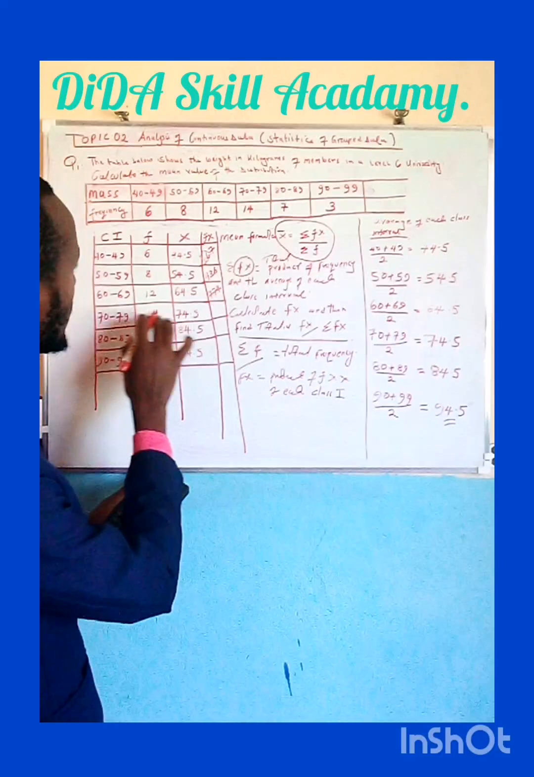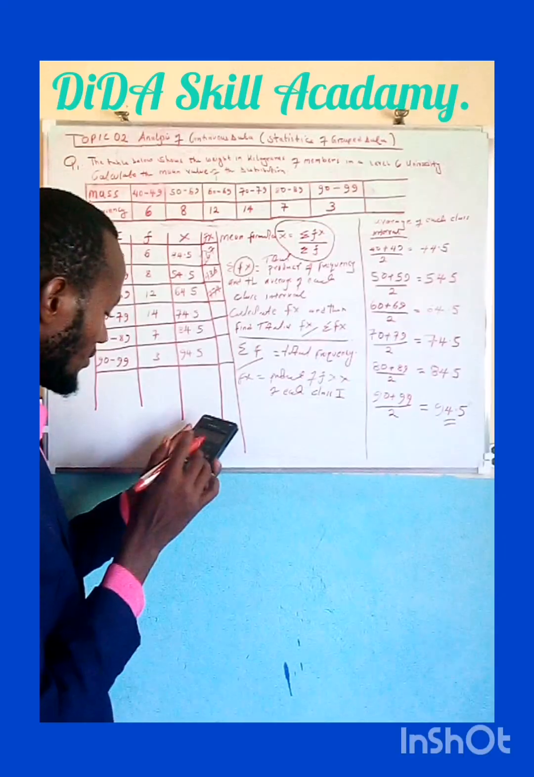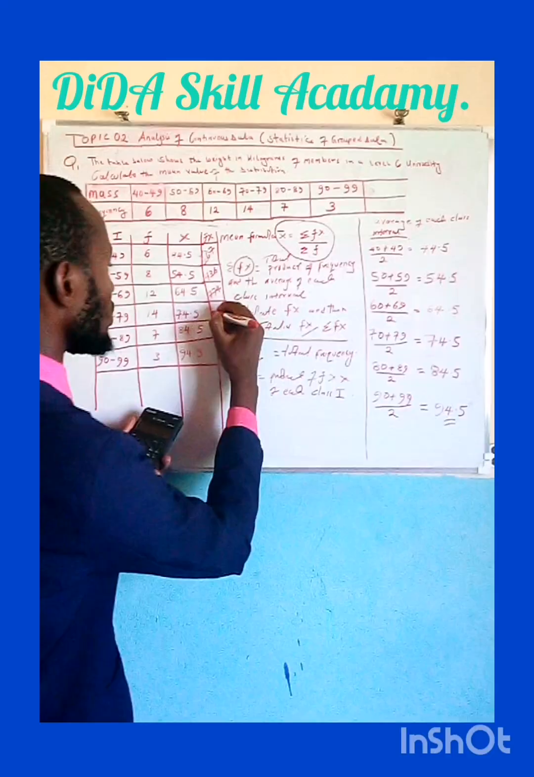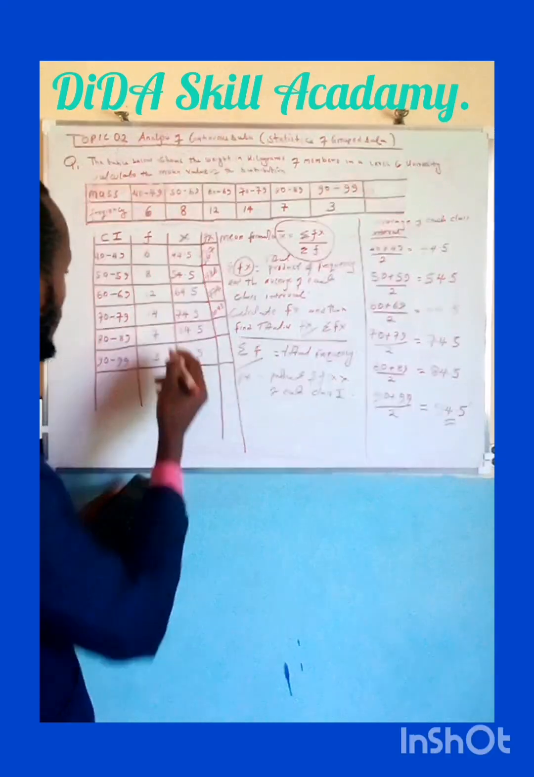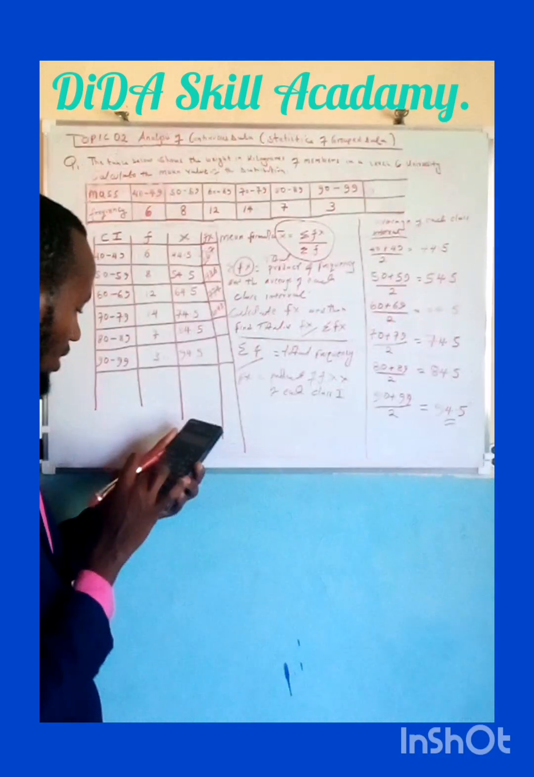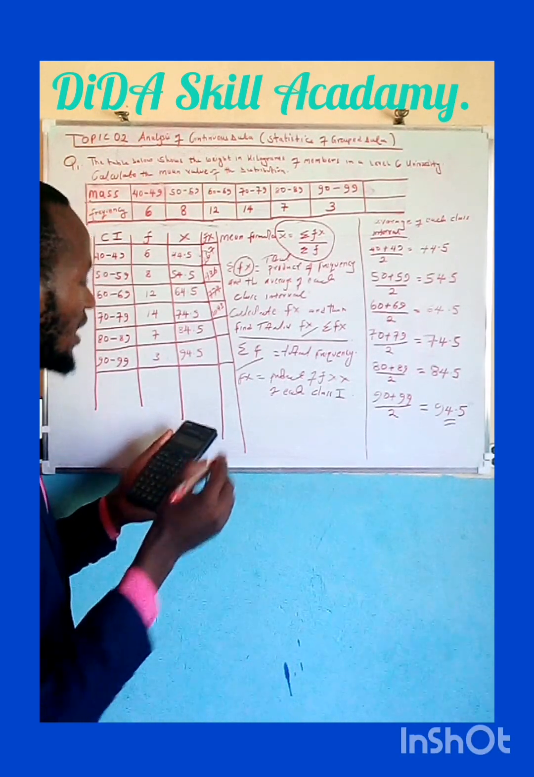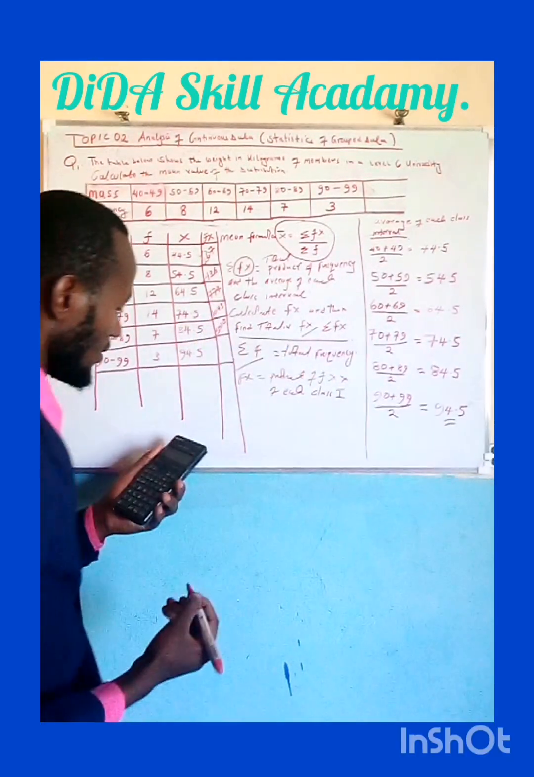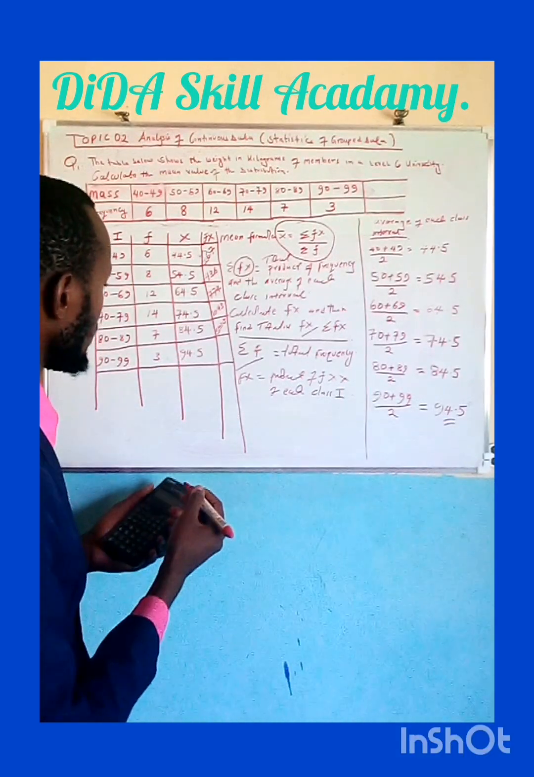Then our fourth class interval whose frequency is 14 multiplied by its average, which is 74.5, we'll have 1043. Then we have our fifth class interval, frequency 7 multiplied by its average, which is 84.5. We'll have 591.5.